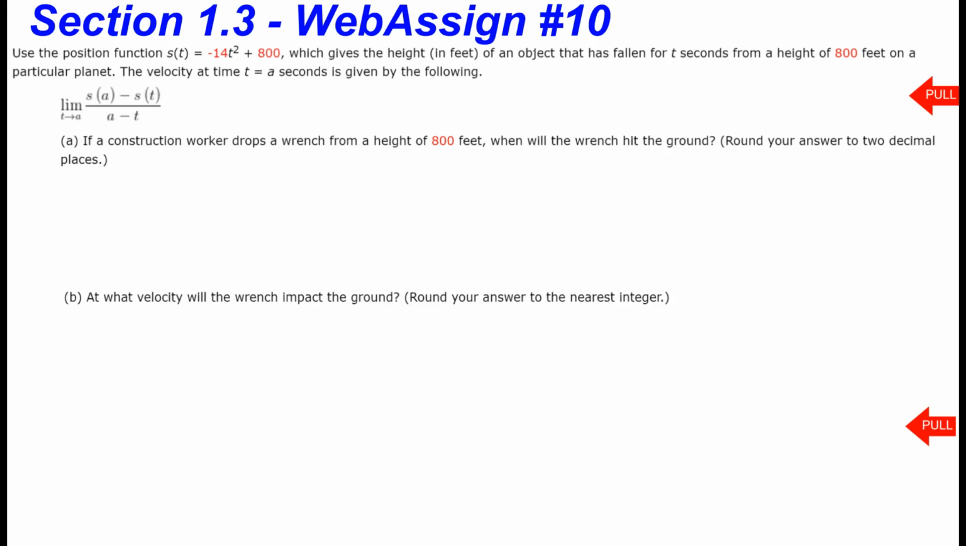Hey folks, got a little bonus video for you here, section 1.3. This is question number 10 in WebAssign. I've had several questions about this one, so I'm going to go ahead and do this one as an example for you to see it from start to finish.